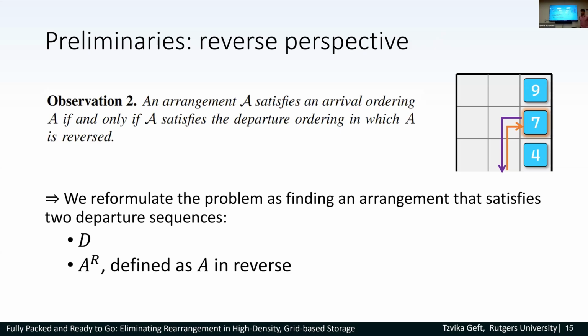So I now want to prove our main result for the offline case, which is that we can always find rearrangement-free solutions if we have an opening of 3 or more. And this is an equivalent way of phrasing the problem: find an arrangement, that is an assignment of the loads to the storage area, such that these two departure sequences are satisfied.